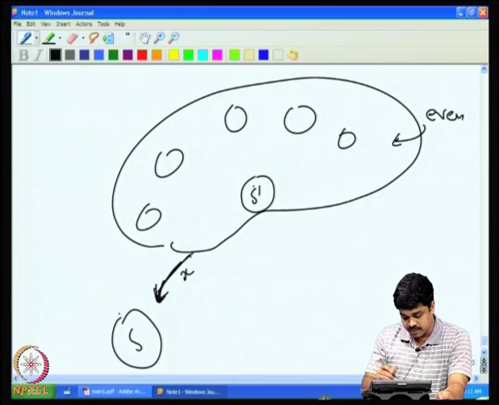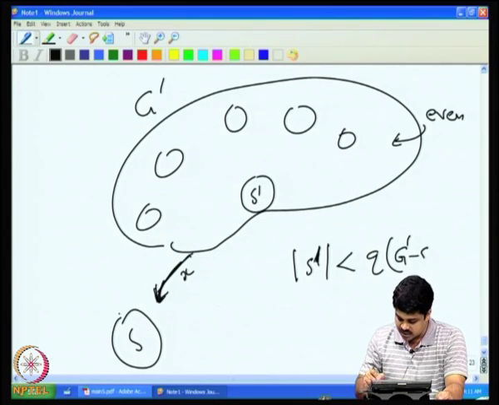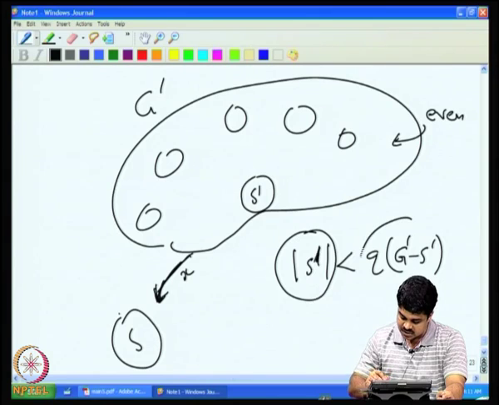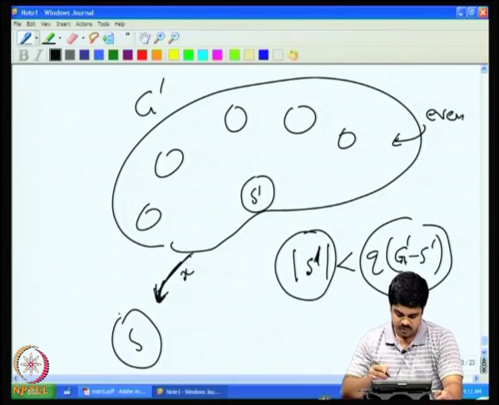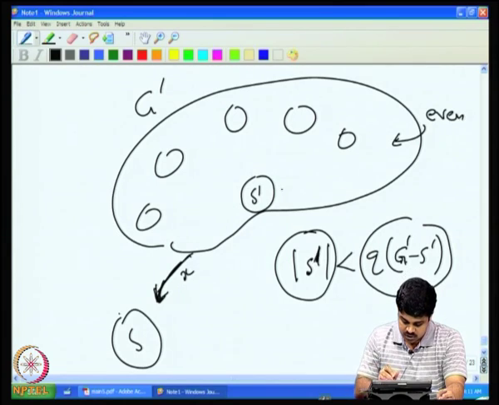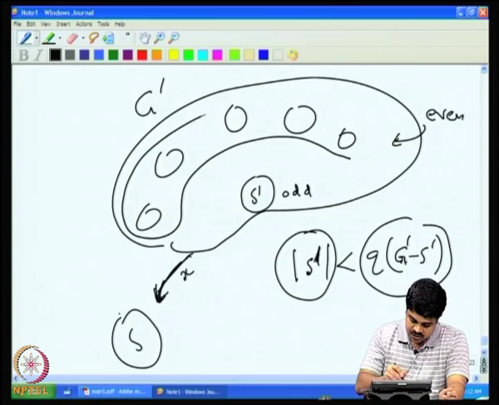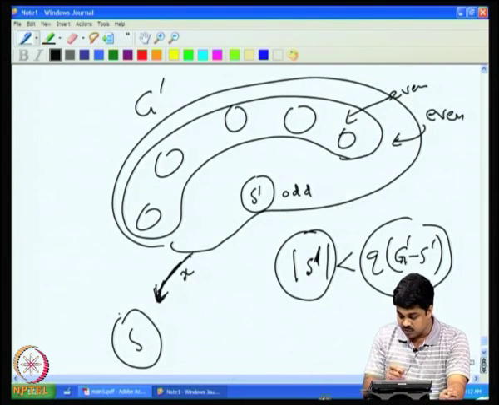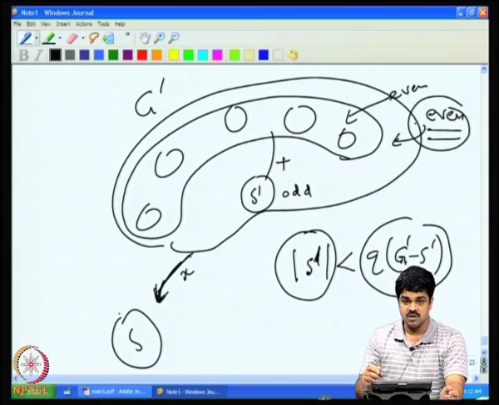Because this is a bad set, I know that the cardinality of S dash has to be strictly less than q of this graph, say G dash minus S dash. But can it be just one more? If it is just one more, then the parity of this term and this term is different. That means if one is odd, the other has to be even. But that is not possible, because if we consider the total number, if this is odd and the number of odd components is even, the total number of vertices here will be even, because all the even components will contribute an even number. The odd components will pair up, and if there are an even number of odd components, they will totally contribute an even number, and an even number added to an odd number will give you only an odd number, but we know that the total is even, so that will be a contradiction.